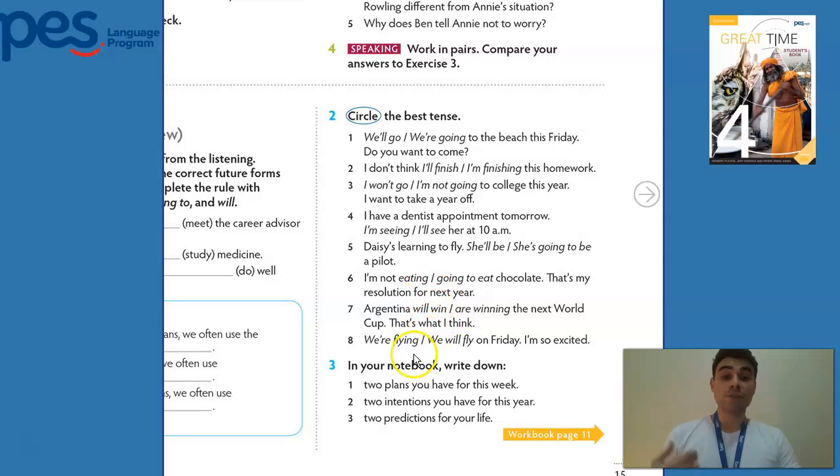But now I have a proposal to you. If you want to continue practicing, you can take a look at exercise number 3 on page 15. Okay? And here it says that in your notebook, write down 2 plans you have for this week, 2 intentions you have for this year and 2 predictions for your life. My idea is that you can write this to a friend, right, or a classmate, or even you can call or send an audio message, like in WhatsApp, talking about these topics over here. That's a good way to keep practicing the future forms.